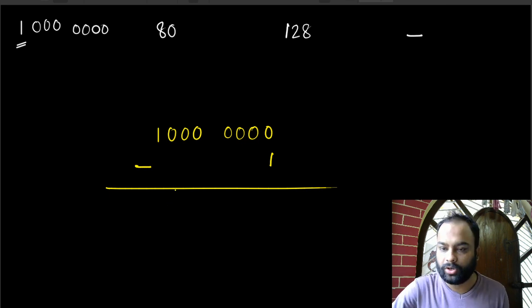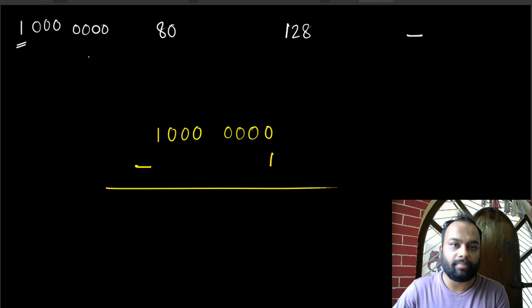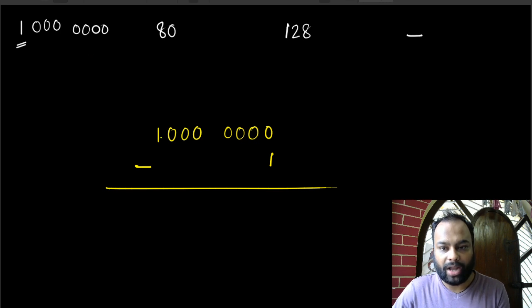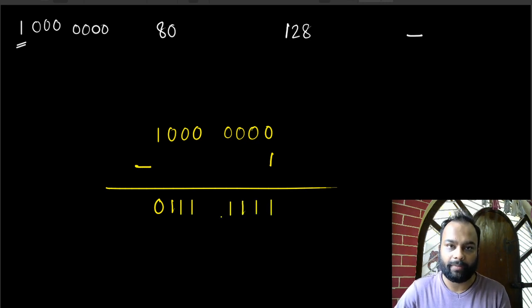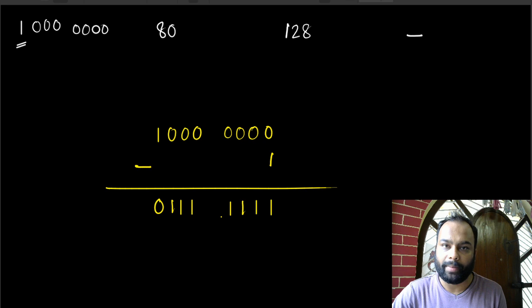No, it's not 0000's 2's complement. So it is 1. So this is some number's 2's complement, right? This came as the 2's complement of some number. So now if I subtract 1 from it, what is the number? 0 1 1 1 1 1 1 1. So this is the 1's complement of something, right? This is the 1's complement of something. Is that understood?